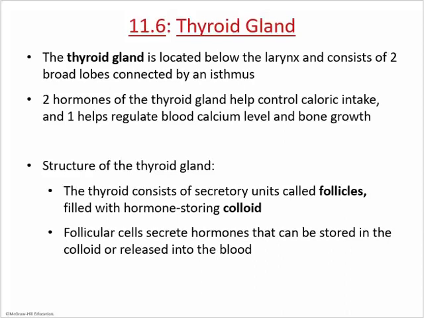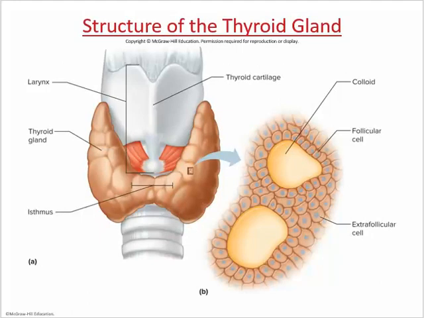Calcitonin regulates blood calcium level and bone growth. Calcitonin puts calcium into your bones. The thyroid is shaped like a butterfly in the front of your neck. It fills with a substance called colloid, which is the inactive form of the hormone. We'll get into it. It needs to bind with iodine to become active. T3 bonds to 3 iodine, T4 to 4 iodine.